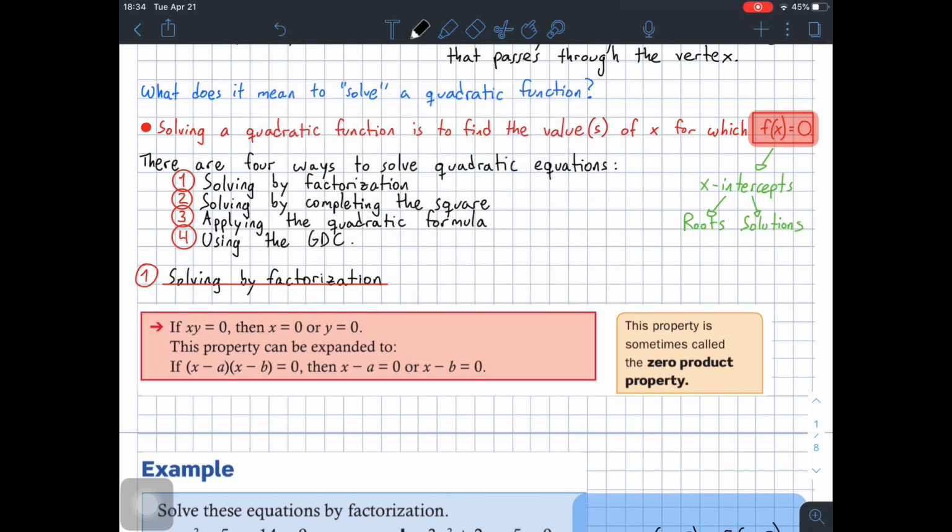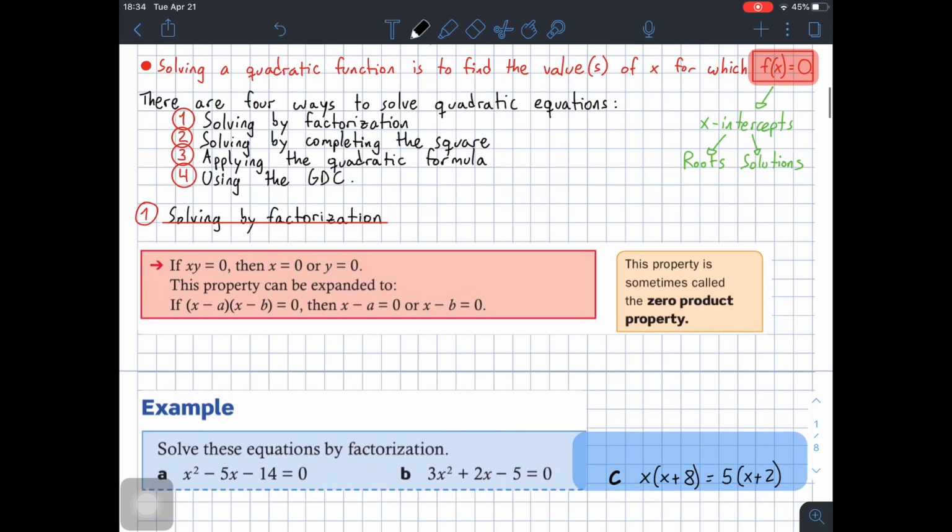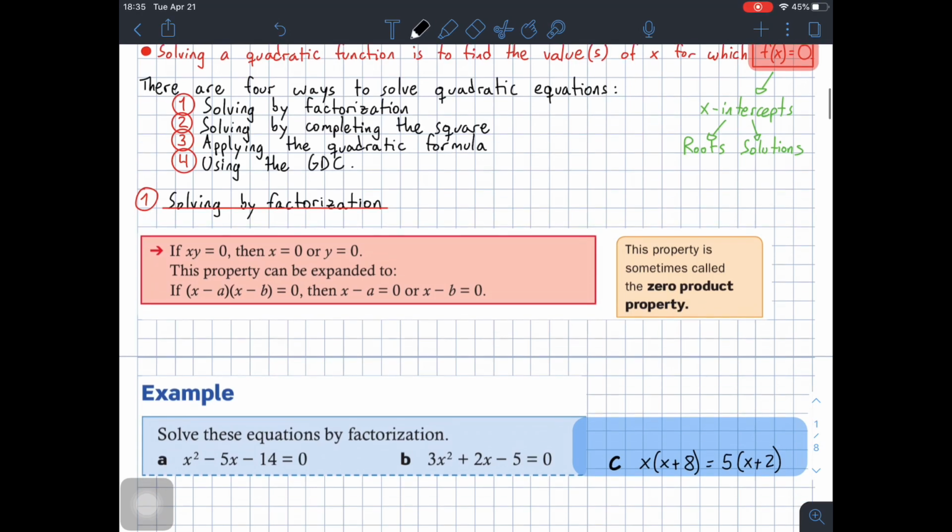Okay, so there are 4 ways to solve quadratic equations. Number 1, solving by factorization. Number 2, solving by completing the square. Number 3, applying the quadratic formula. And finally, number 4, using the GDC. We're going to see all of the 4 different ways to solve quadratic equations in this class.